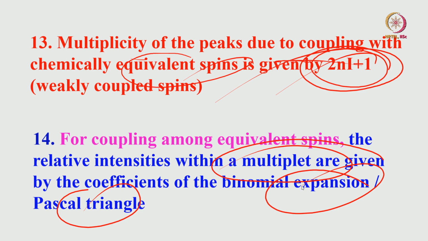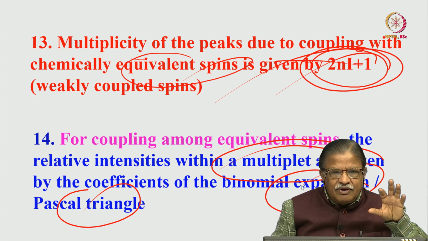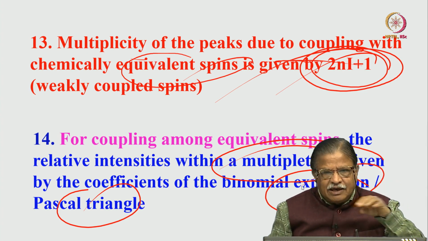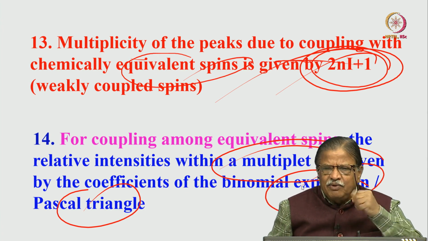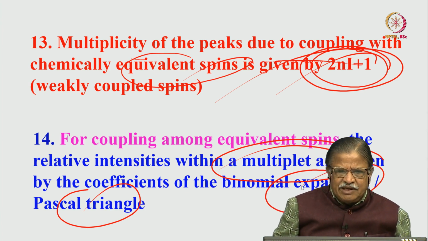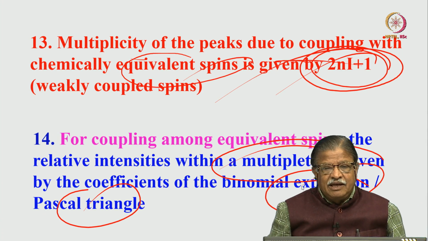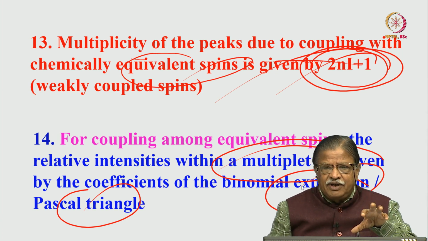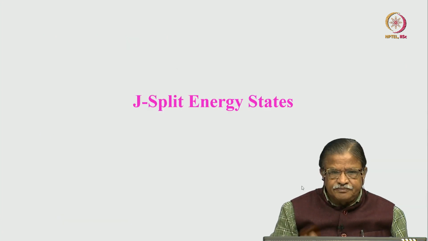So, these are some of the salient points of scalar couplings. Before we go further, we should know what the factors are. The scalar coupling is a very simple, very small interaction, especially when we are dealing with protons. But so much information is available. These are all the salient points which you should remember when you want to understand scalar coupling.